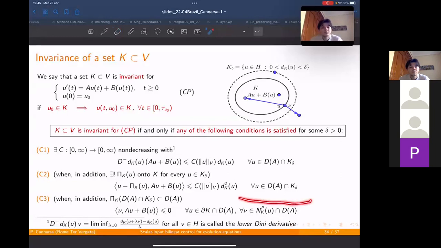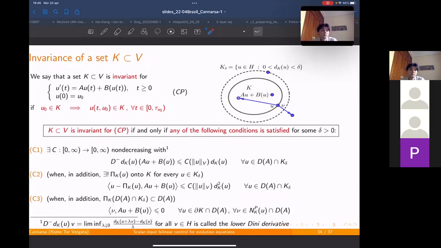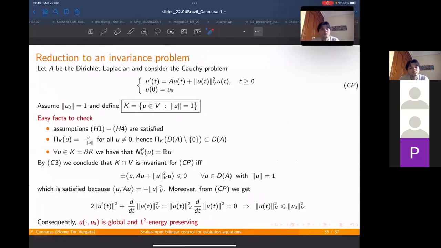Here one can use a characterization of invariance of a set K given in this form. A certain set K is invariant if you have an inequality satisfied by the dynamics and by any proximal normal to your set K, which in the example of Caffarelli and Lin is a sphere in L2. So nu stands for the normal to your set K that you want to prove to be invariant. In our case, we can apply this result. The condition for invariance is easy to satisfy. And so we get that the unit sphere is invariant for our problem.